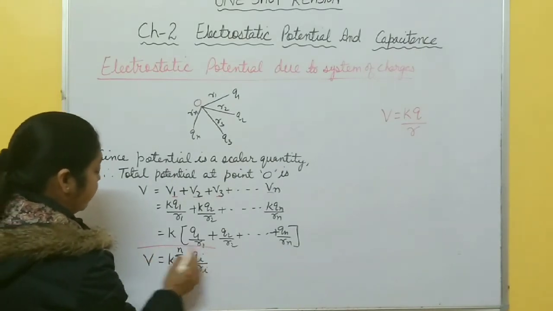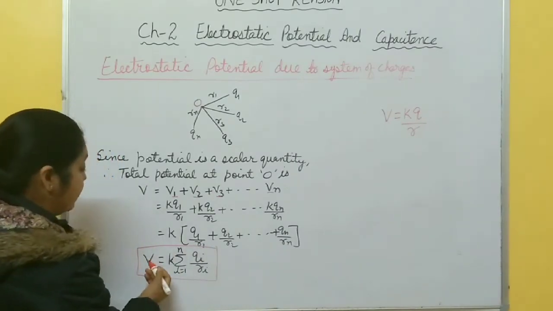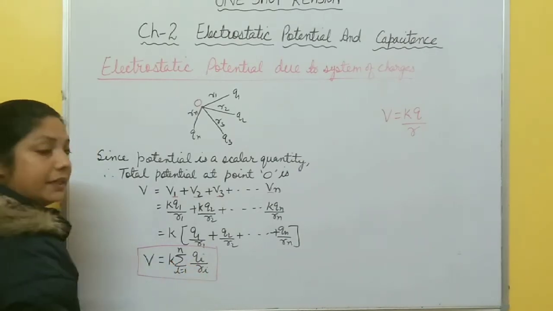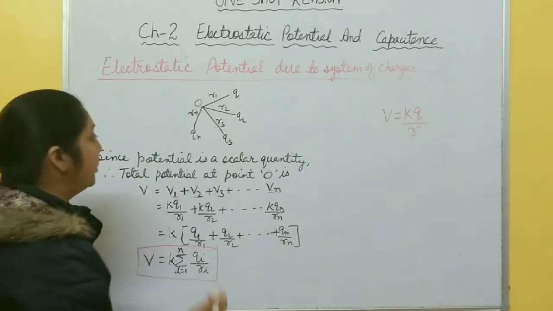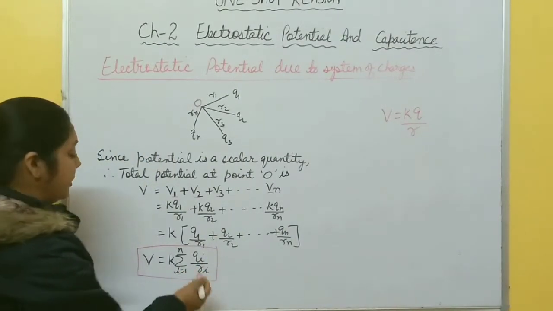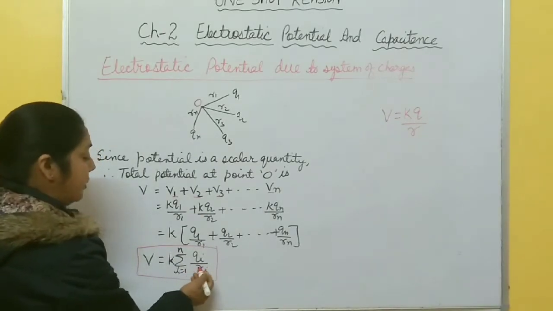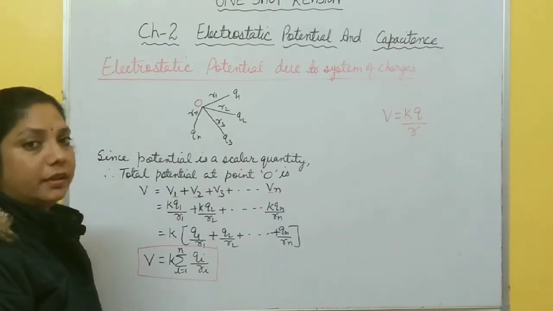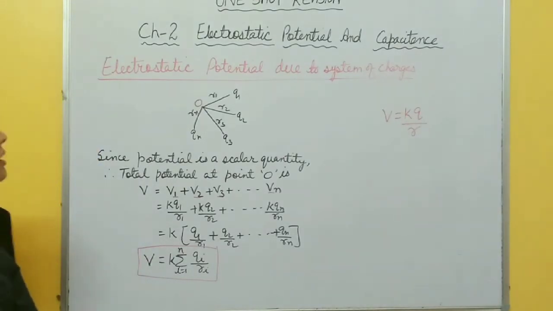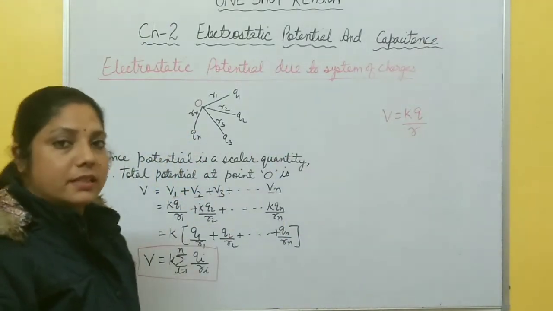So the expression for total potential due to a system of n charges becomes V equal to K, a constant, times the summation of Qi by Ri, where i equals 1 to n. First you put i equal to 1, Q1 by R1, then i equal to 2, plus Q2 by R2, and so on: the sum of potentials due to individual charges. In this way, you calculate total potential when a large number of charges are present in the system.